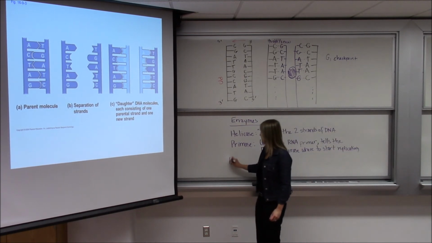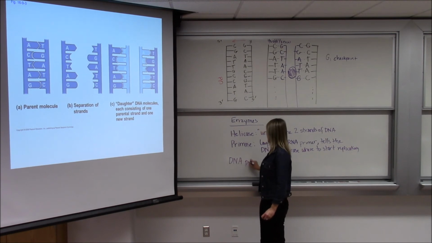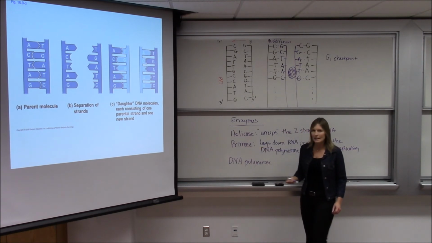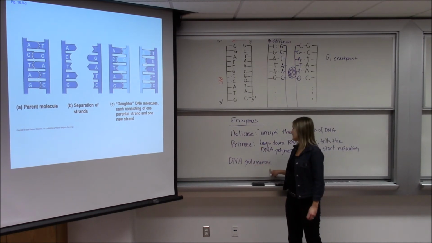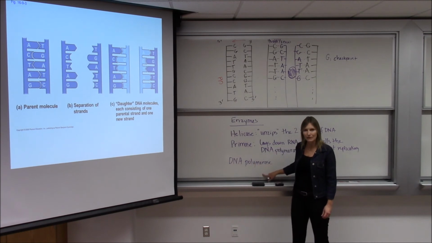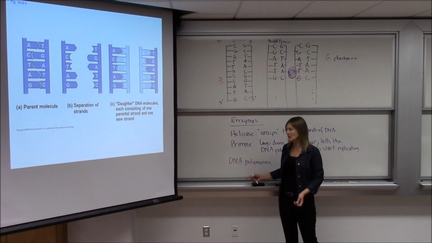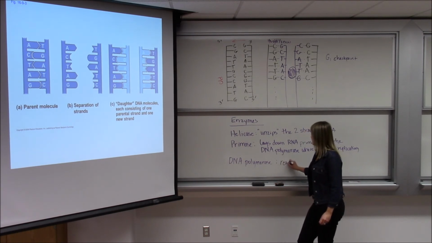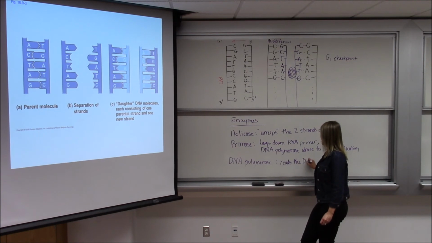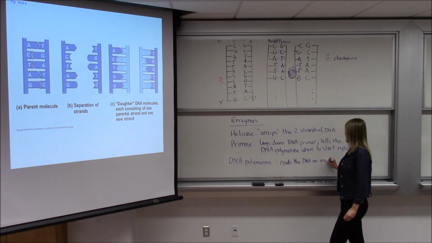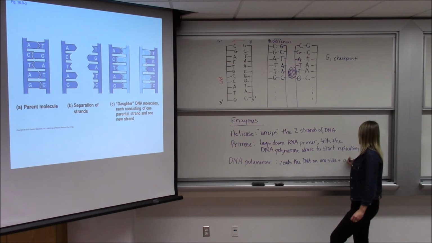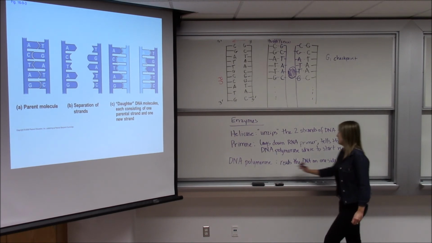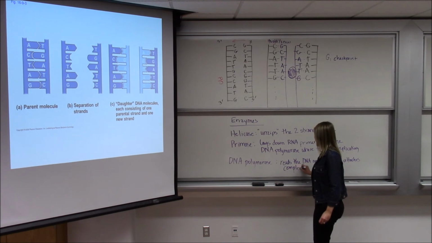Okay, and then DNA polymerase. Again, we know these are all enzymes because they end in -ase, and DNA polymerase is what's going to form the DNA polymer. Love enzyme names. Again, they tell you what they do. DNA polymerase is going to make the DNA polymer. This reads the DNA on one side and attaches complementary bases, complementary nucleotides.